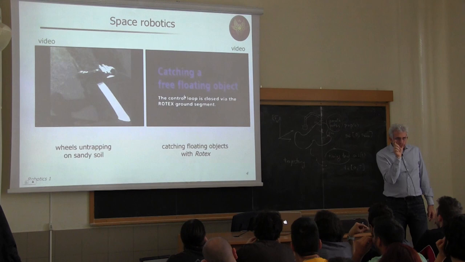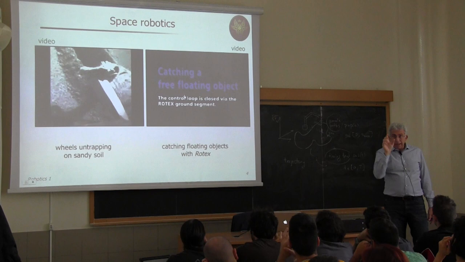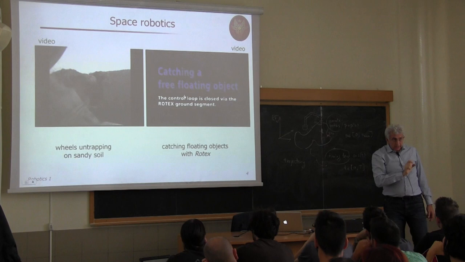Okay? So one of the tasks was catching floating objects. We are in space, no gravity, so objects left alone float in space. And the astronaut should use the robot gripper to go and pick them. Okay, so this is what happens.